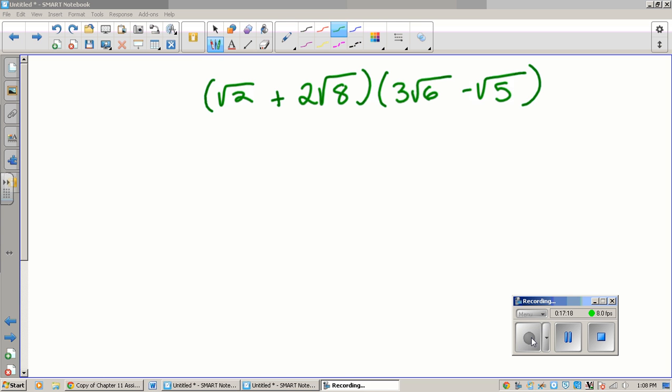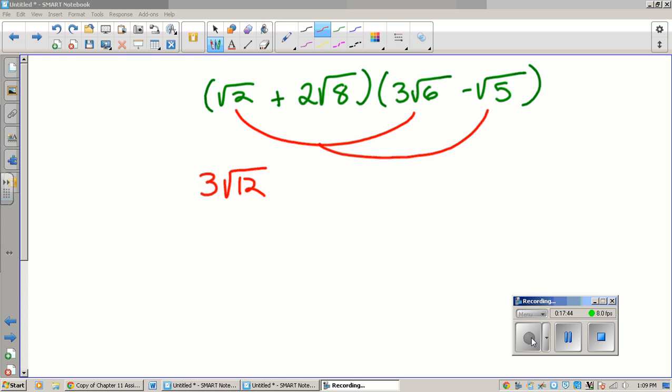Okay, so at this time, I'm going to multiply the expressions, and let's try to stick to the colors this time. We'll do radical 2 times 3 radical 6 and radical 2 times a negative radical 5. Radical 2 times 3 radical 6: the 3 stays the same, but we multiply the stuff underneath the radical, that's radical 12. And then radical 2 times a negative radical 5 is a negative radical 10.